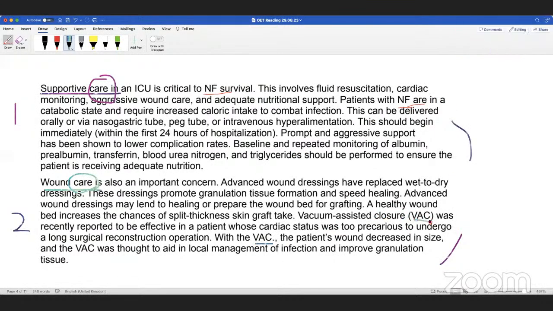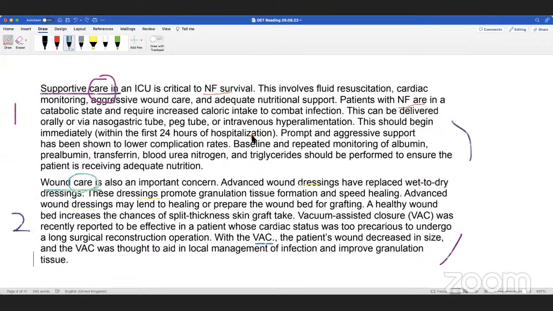Is that enough to give me the main idea? No. What about NF? Is that repeated? Yes. All the text, I think, is about a topic, and NF belongs to that topic.